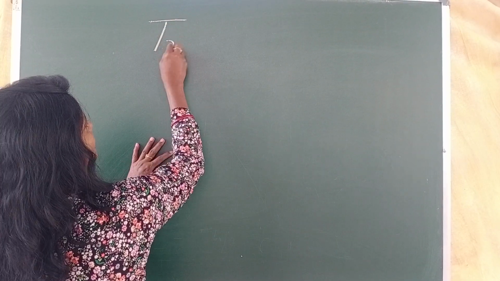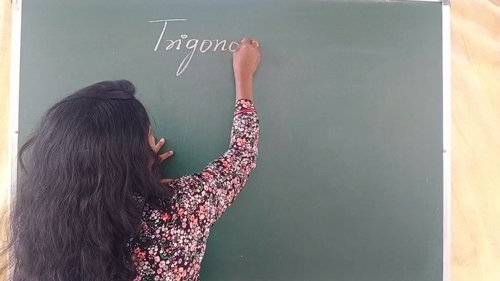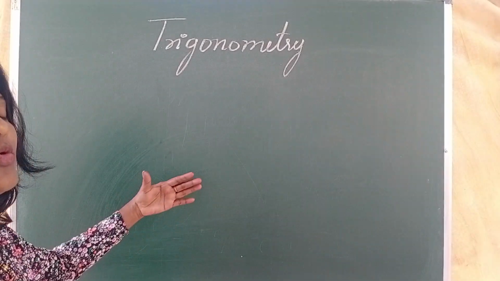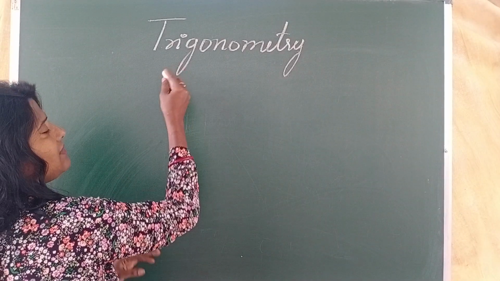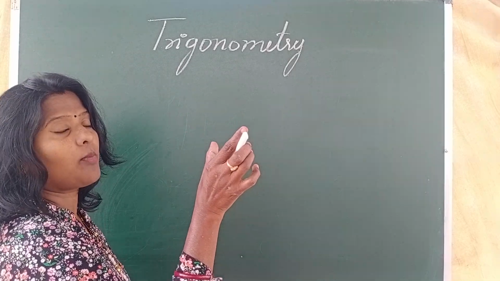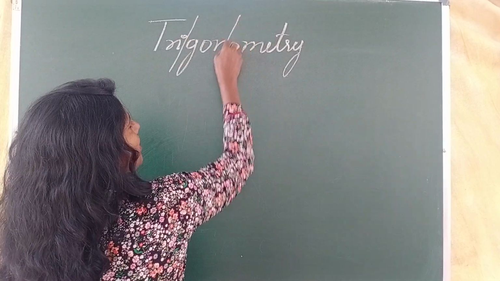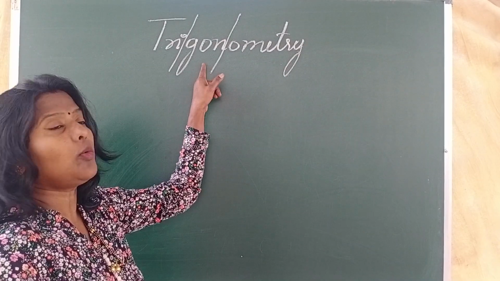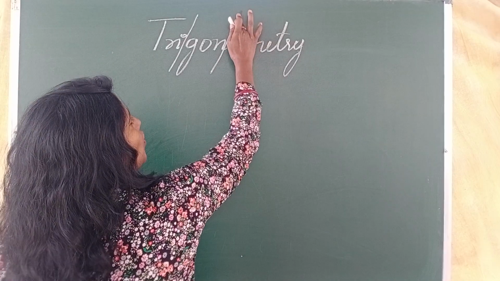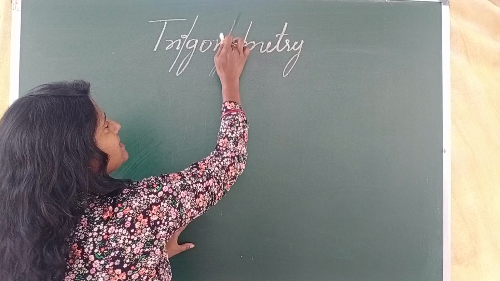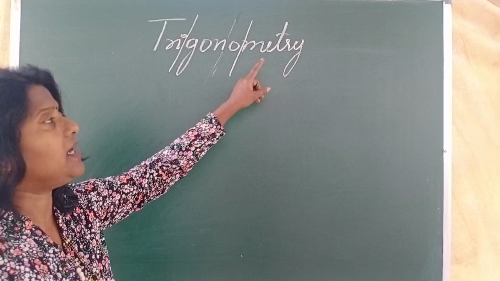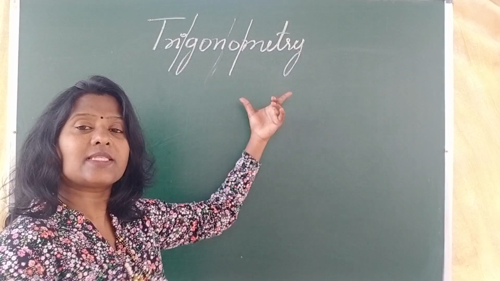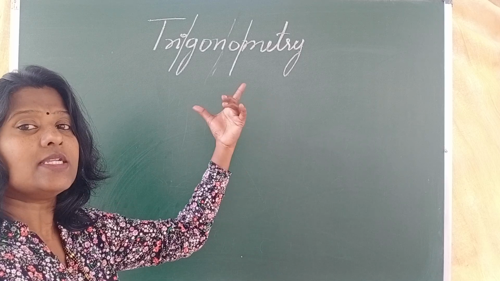Trigonometry. So what do you mean by trigonometry? What are we going to study in this chapter? Let us divide this term trigonometry into three parts: tri, gono and metry. Here, tri means three, gono means sides, and metry means measurement. Three sides measurement. When we hear three sides, we come to know it is a triangle.